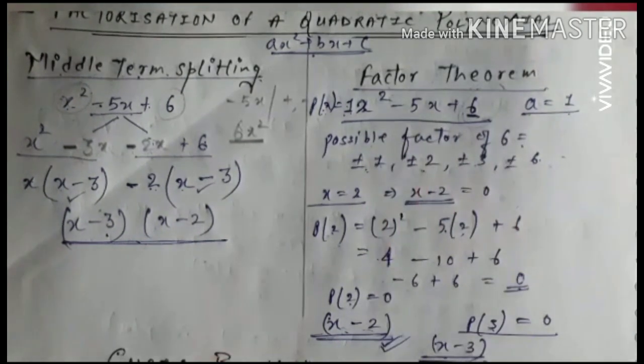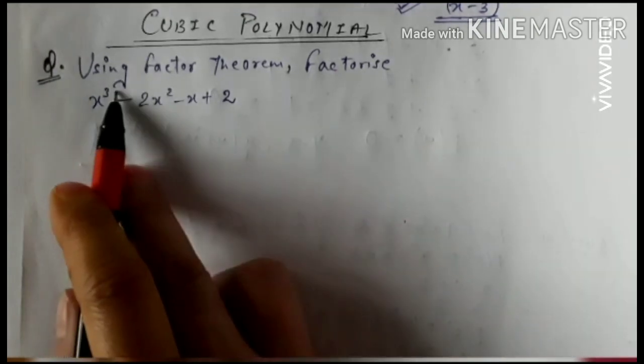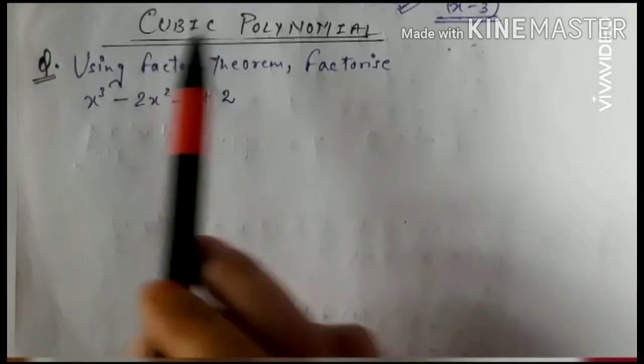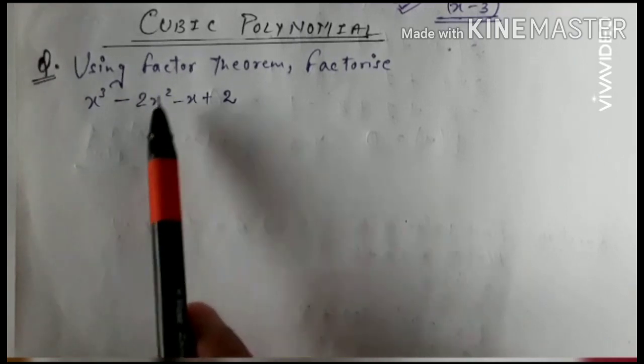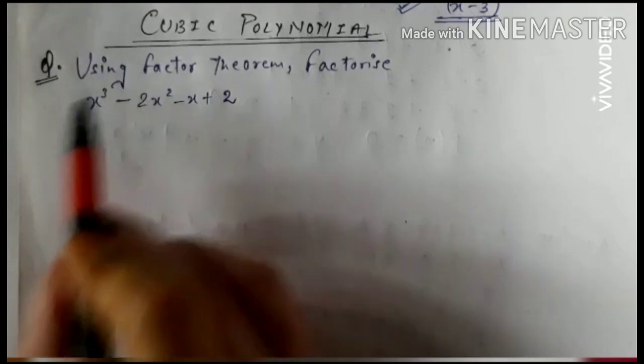Which type of polynomial? Quadratic polynomial. Now cubic polynomial, factorization of the cubic polynomial. Earlier we studied factorization of a quadratic polynomial with the help of middle term split or factor theorem. Now this is your cubic polynomial, you have to factorize this one. So here we are taking one question using factor theorem: factorize x cube minus 2x square minus x plus 2. Because the highest power, the degree, is 3, that is your cubic polynomial.